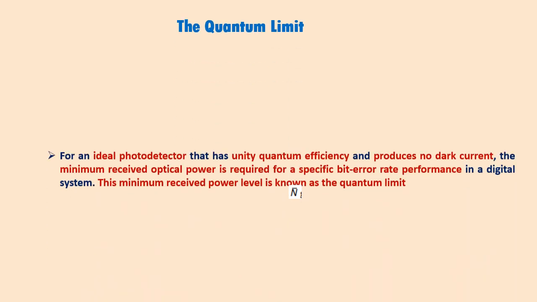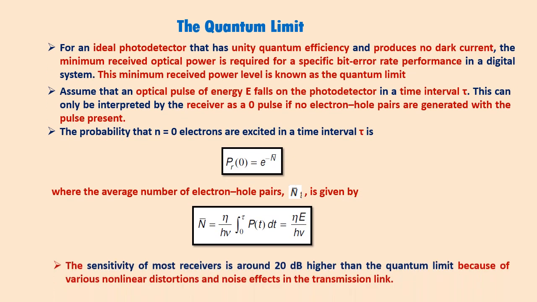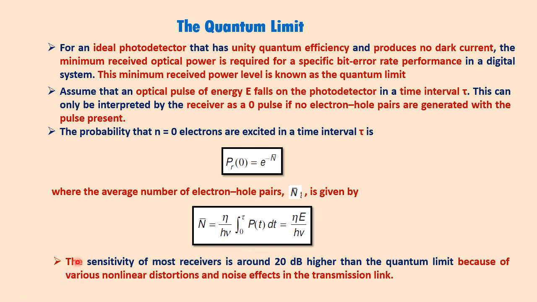Next is the quantum limit. So what is the quantum limit? Here, for an ideal photodetector that has unity quantum efficiency, which theoretically we can say is unity, but practically is less than unity, and which produces no dark current, there will be a minimum received optical power required for a specific bit error rate performance. Dark current is the minimum flow of current when no light is incident, but here it produces no dark current. That minimum received power level is the quantum limit.